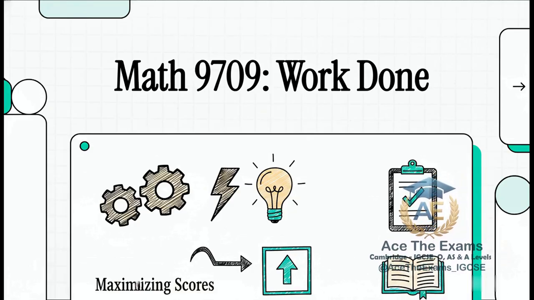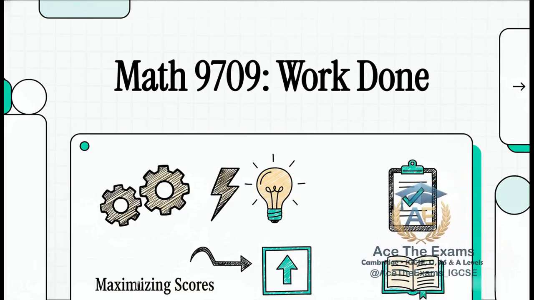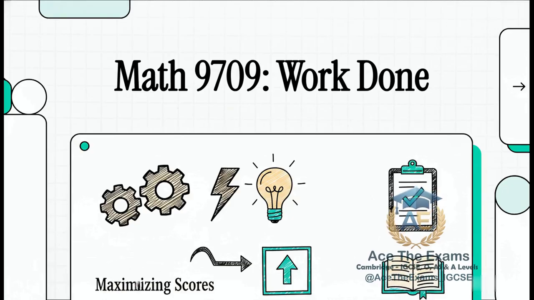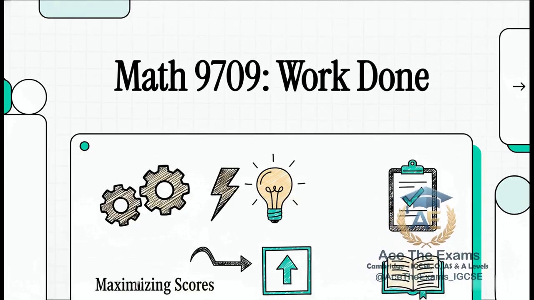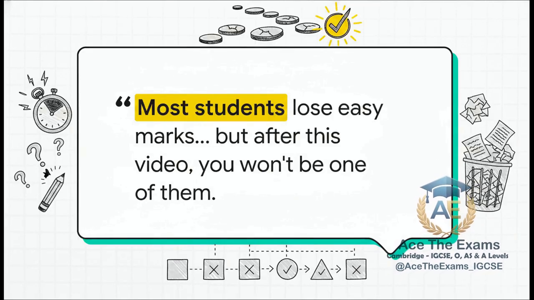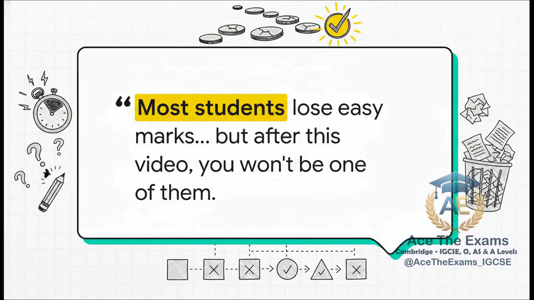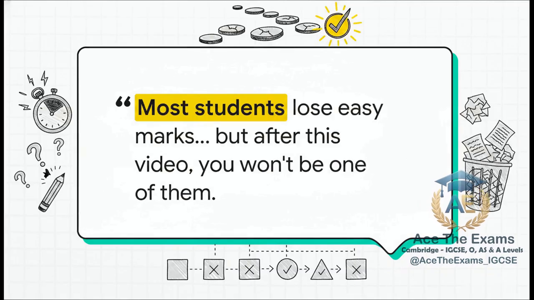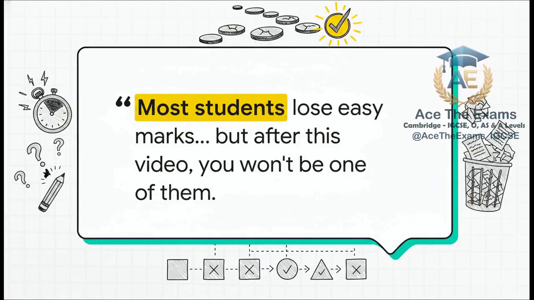Now, if you've been grinding through past papers, just burning the midnight oil and wondering why your final score doesn't really reflect all that effort, well, you're in exactly the right place. We're going to look at this strictly through the lens of what Cambridge examiners literally want to see on your paper. Just listen to this quote. Most students lose easy marks on work done, but after this explainer, you won't be one of them. That is our promise to you today.